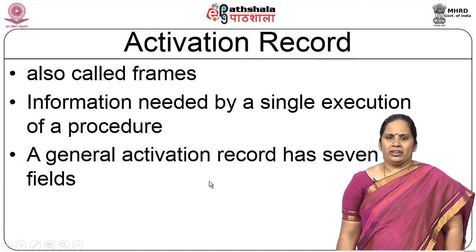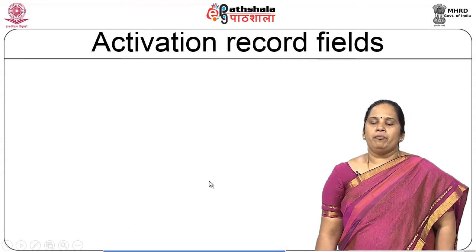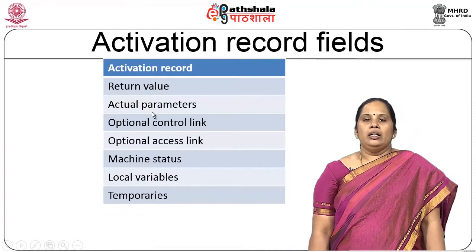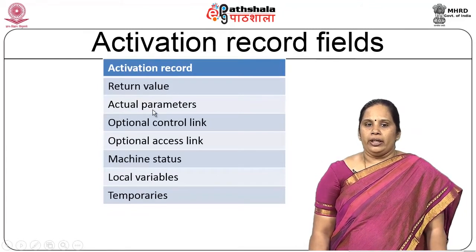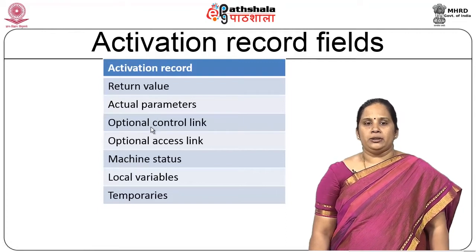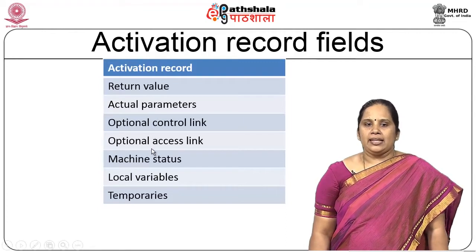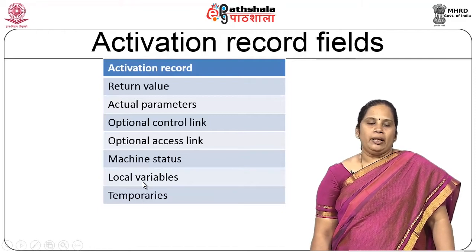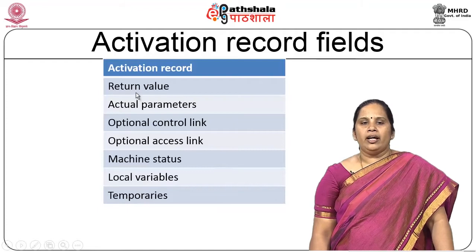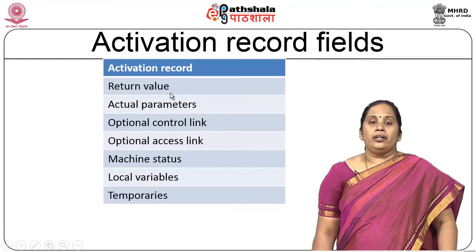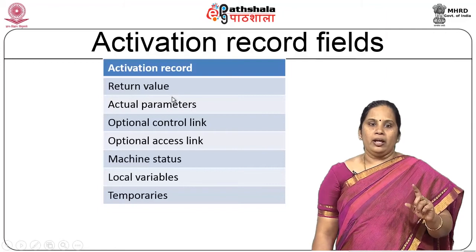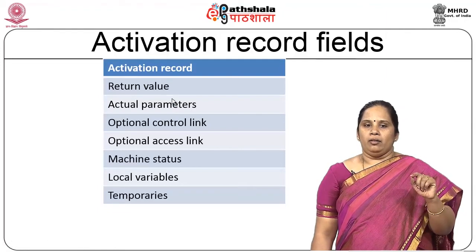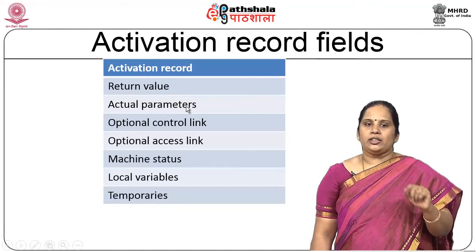Now a general activation record has 7 fields. The first field is called the return value, the second field is the actual parameters, the third is an optional control link, then an optional access link, machine status, and the last two are local variables and temporaries. The return value is what should be returned to the caller. The actual parameters are the arguments with which this function gets called.